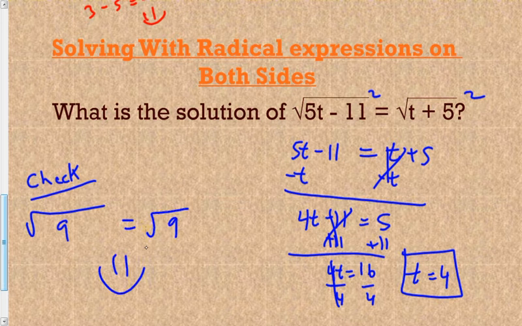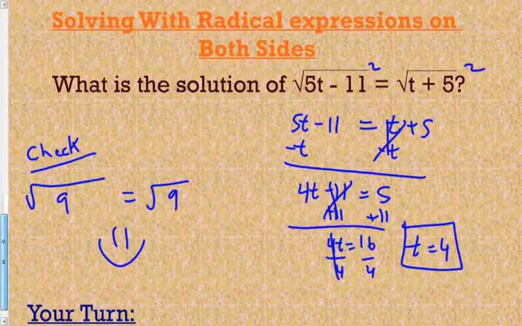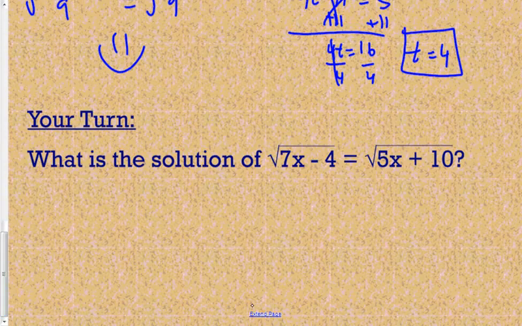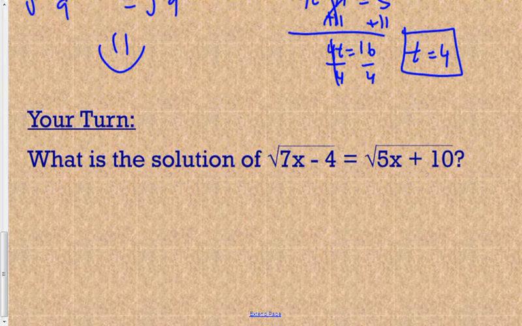And I know I did a lot of that in my head, but you can double check that as well. All right, why don't you pause it and try one on your own. We got the square root of 7x minus 4 is equal to the square root of 5x plus 10. Go ahead and pause it and try it, and I'll show you the result if you unpause it.